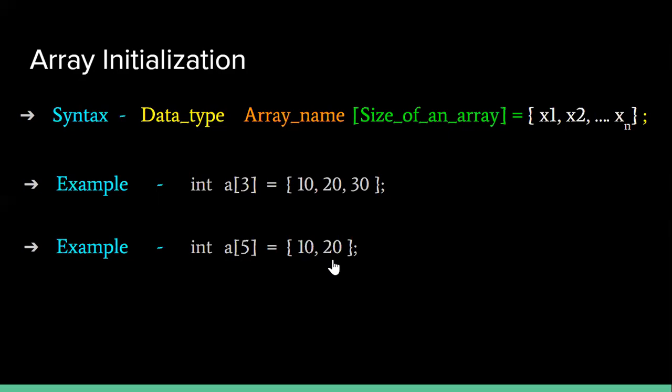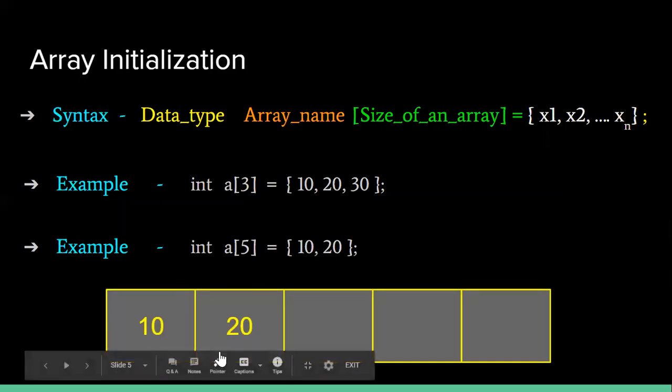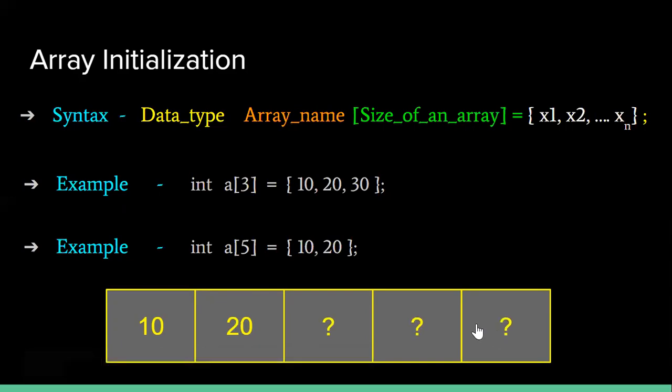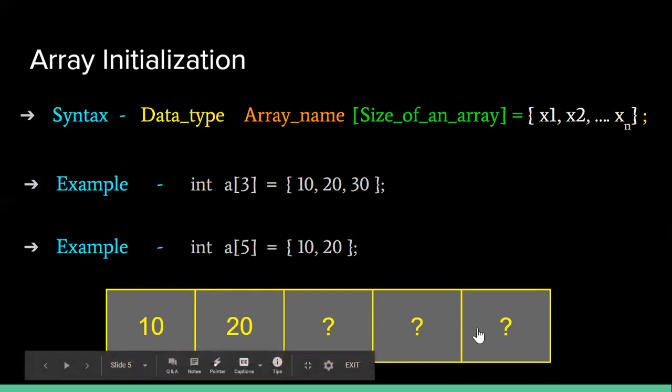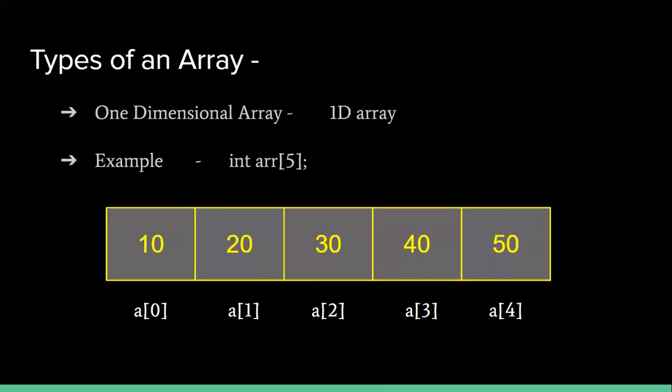We have declared the size as 5 and only 2 elements we have initialized. So what is the memory representation? It is like this. What about the remaining 3 elements, or what is the value? For these uninitialized members, the default value set is 0. So remember that the uninitialized array element value is 0.